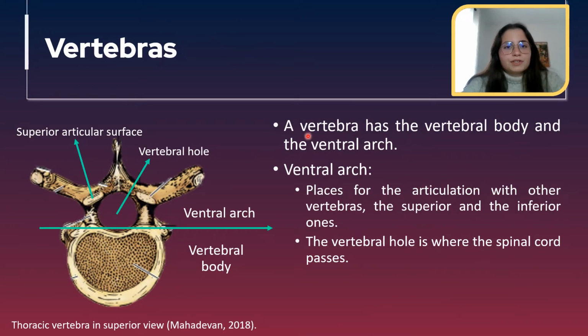When we look at a vertebra, it has the vertebral body, which is this part, and then the ventral arch, which is this part of the vertebra. The ventral arch has places for the articulation with other vertebrae. For example, in this image, here and here, this is a surface for the articulation of the superior vertebra. And then the vertebral hole, which is where the spinal cord passes.